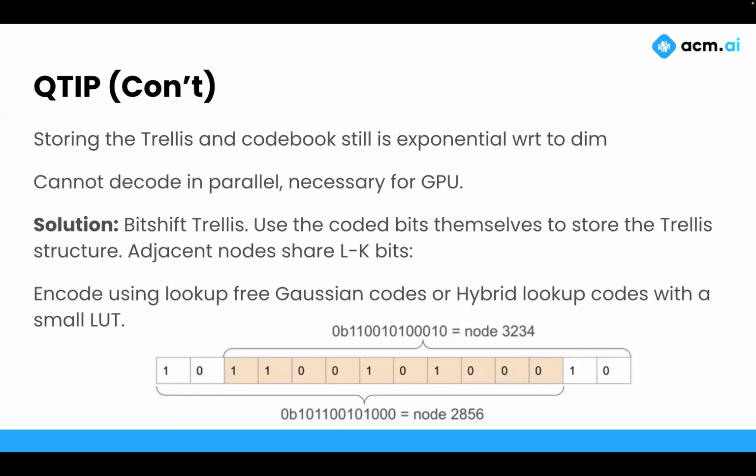And the second thing is that because this trellis is a graph, and we have to start from the starting point and do a walk through the whole entire graph, we can't do parallelized GPU decoding, which is bad because then there goes all of our inference time speedup.